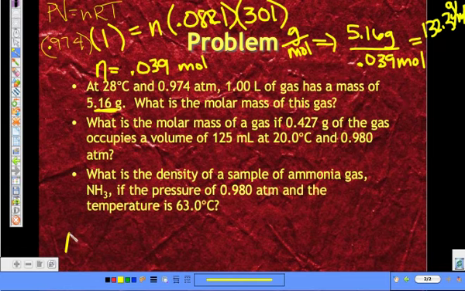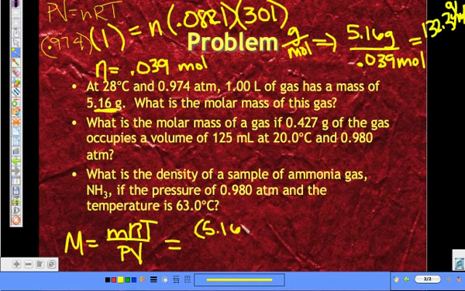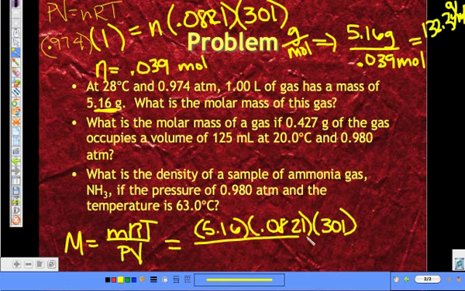The equation for molar mass was MRT over PV. So our mass in this case is that 5.16. R is 0.0821. Our temperature we know is 301. Pressure was 0.974. And volume was 1.